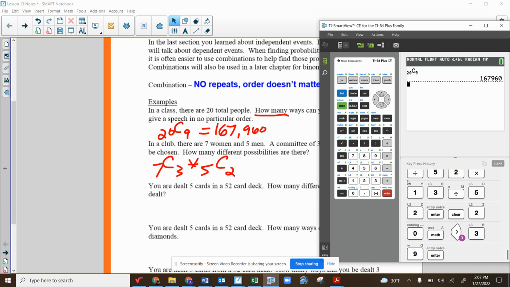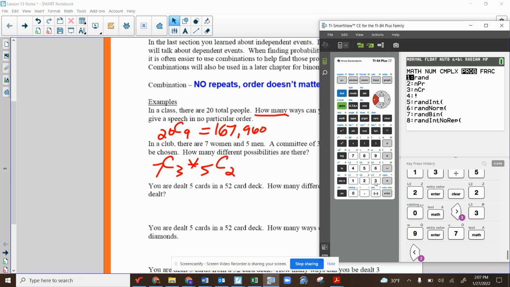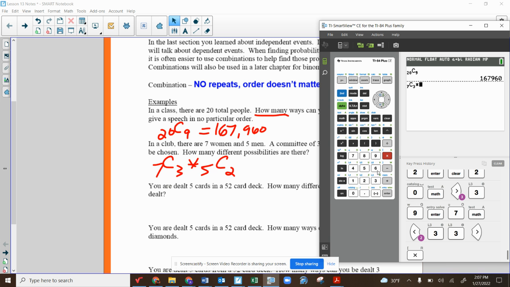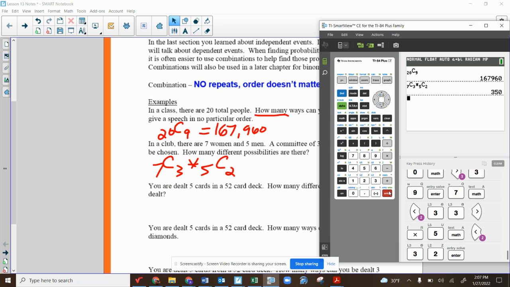So in the calculator, 7C3 times 5C2. So 350 ways to do that.